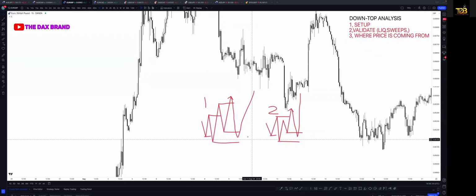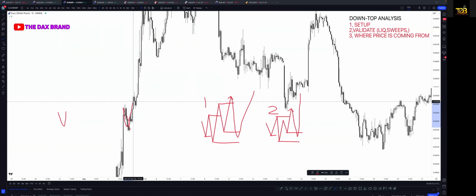Number one is the setup, either type 1 or type 2. Number two is to validate the structural liquidity and the sweeps. Now, how do you validate it? The number one thing you want to look out for when validating structural liquidity or your sweep is this: it has to be V-shaped. When I say V-shaped, it has to be multiple candles coming together to form a V-shape, just like this.